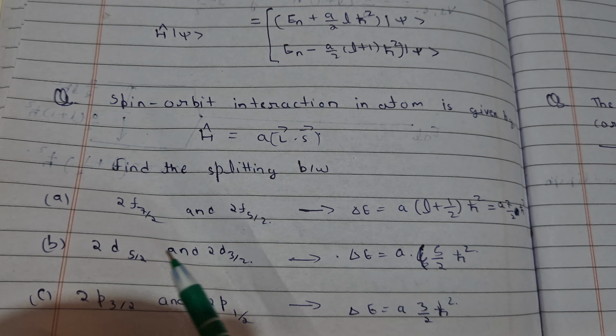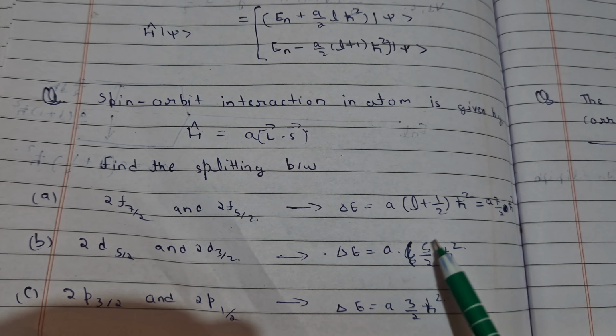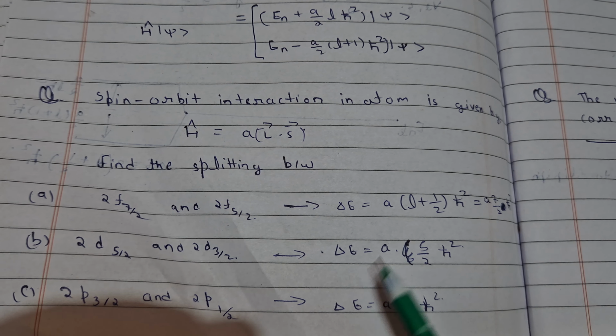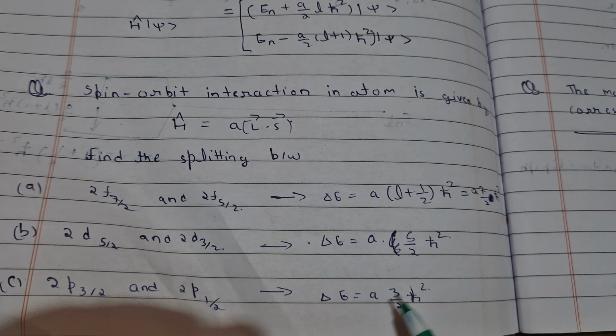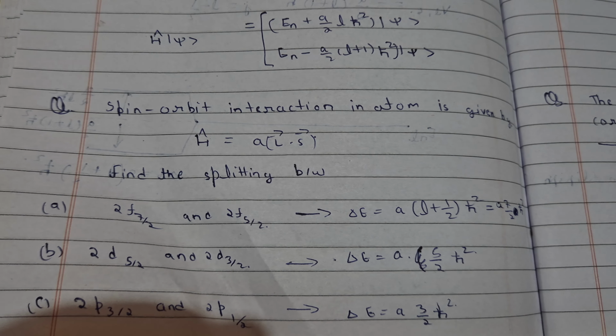For D it will be 2. In place of L, just write 2 and you will get the answer (5/2) ħ² A. For P it will be 1, so it will be (3/2) ħ² A. So that's how you can solve simple questions asked from this chapter.